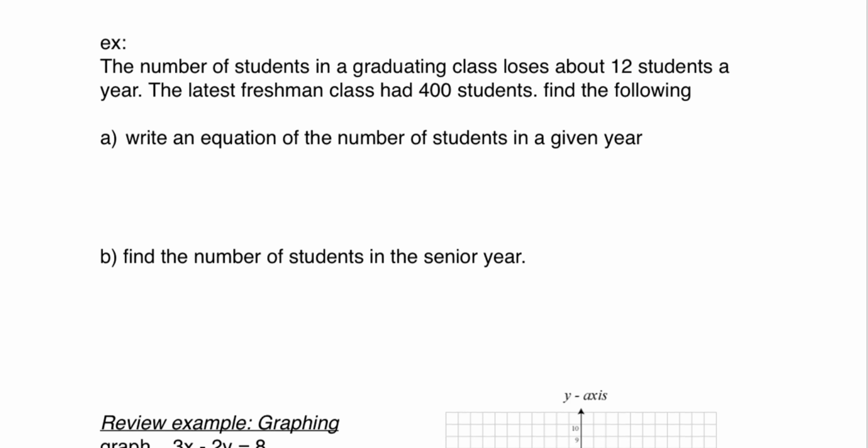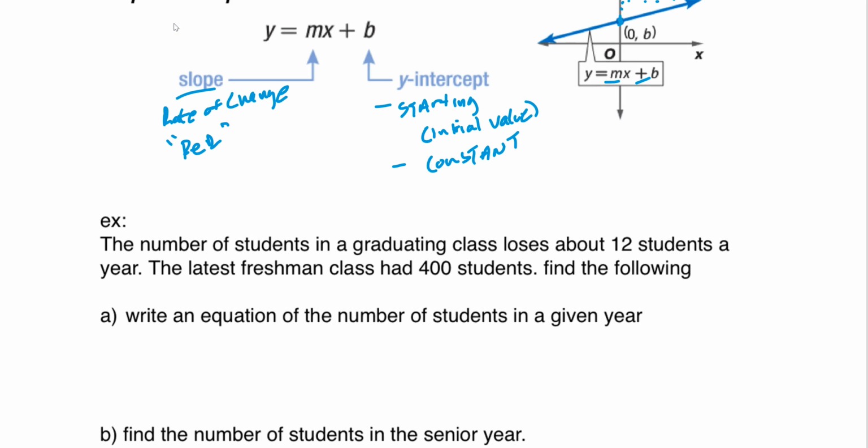The number of students in a graduating class loses about 12 students a year. The latest freshman class had about 400 students. Find the following. So when we write an equation of number of students in a given year, keep in mind it loses about 12 students per year, right? Students a year or per year.